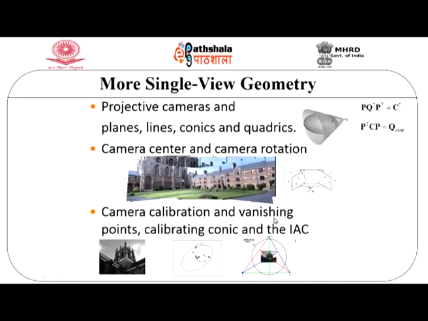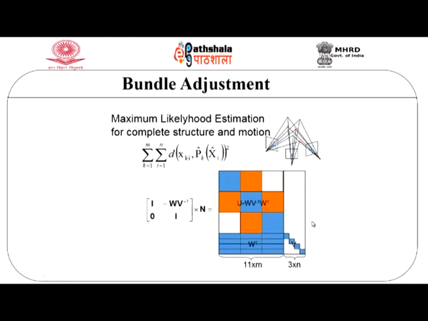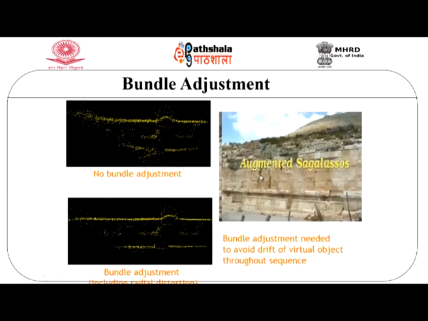So these are single view geometries which are being shown as multiple views to the end user using camera calibration, vanishing points and calibrating the conic as well as the IAC. So this is how the bundle adjustment is being done with the help of the camera, the maximum likelihood estimation that is being done for completing the structure as well as the motion. So this is another example which shows that without any bundle adjustment the scene looks like this, and using the bundle adjustment how effectively they have reproduced the entire scene as such.